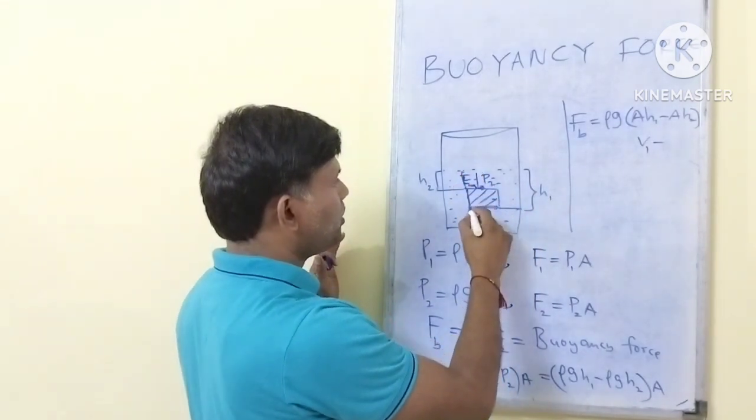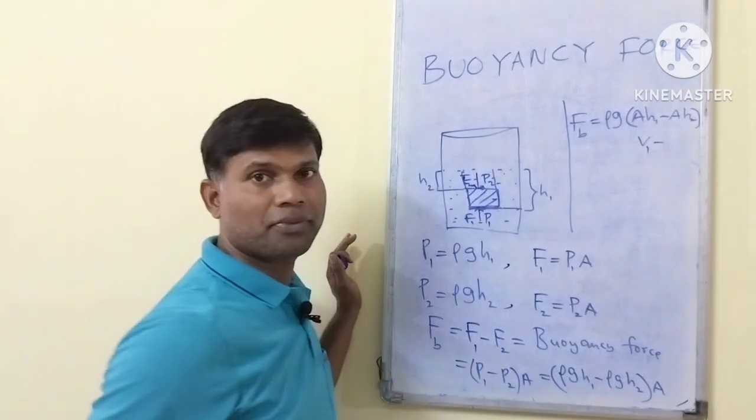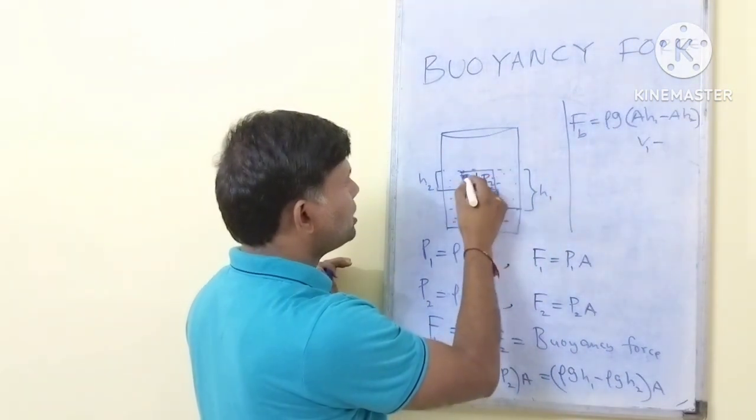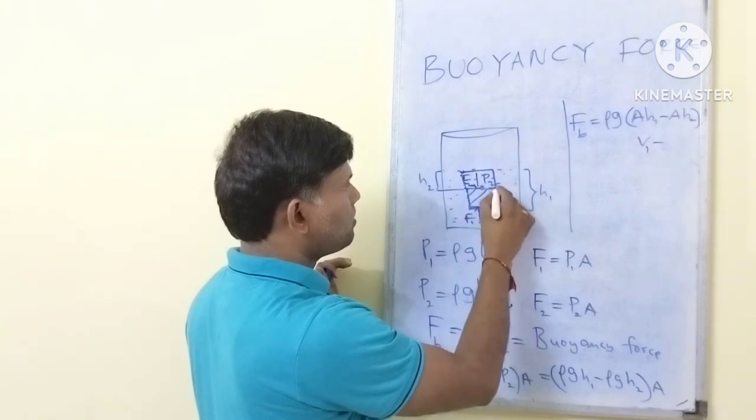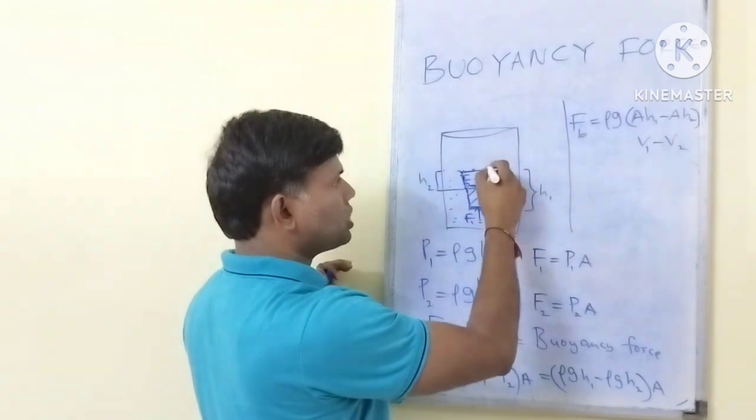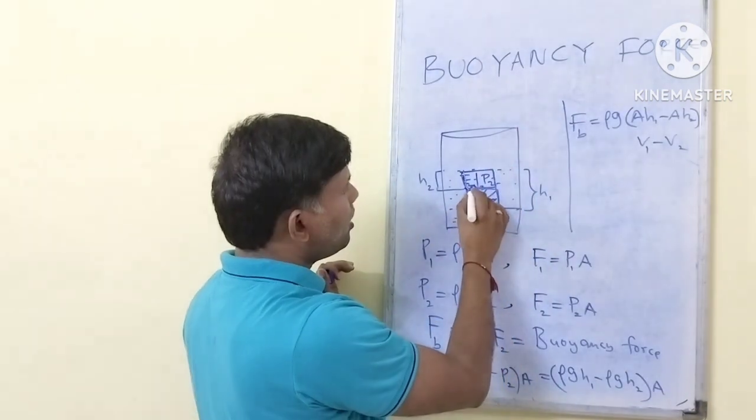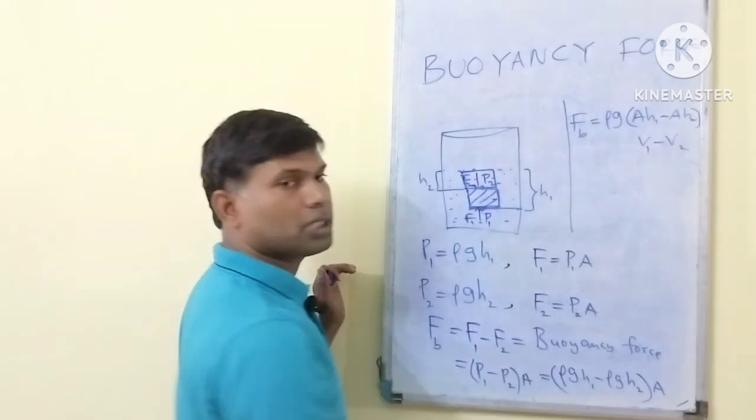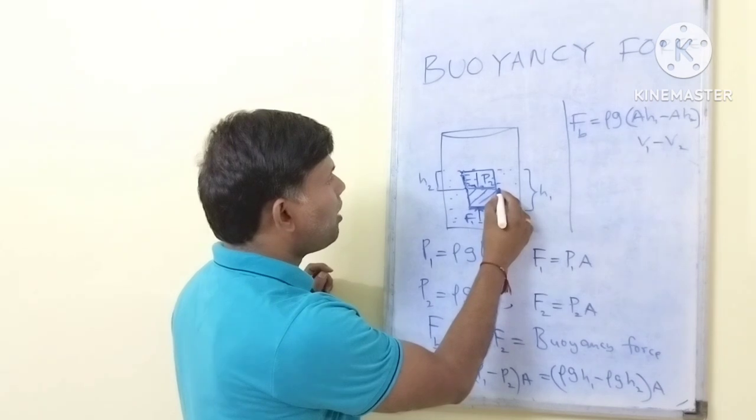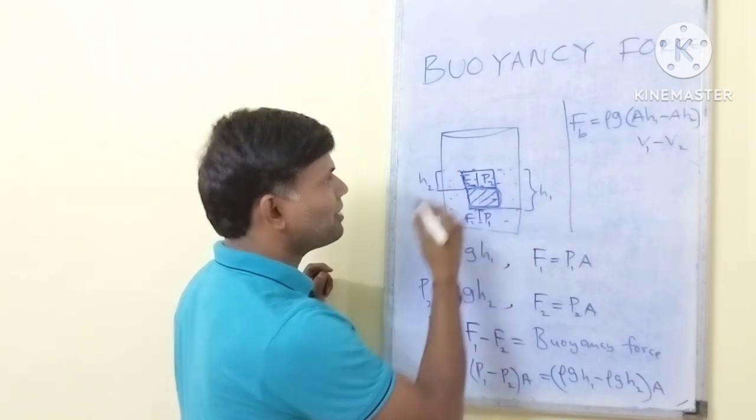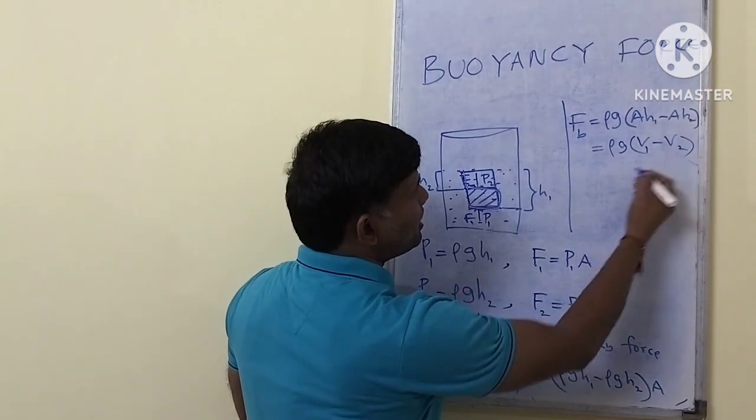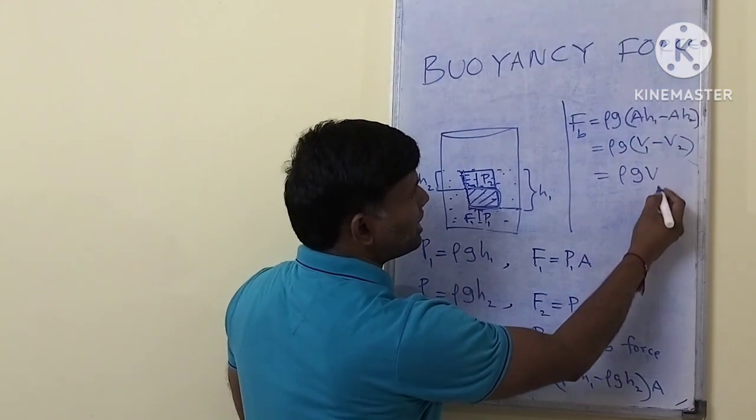That is, from here to here, the volume, minus A into h2, the volume of this part, that is V2. So the volume of this complete portion minus the volume of this portion. What will you get? You will get the volume of this object. Rho g into (V1 minus V2), so rho g into V.